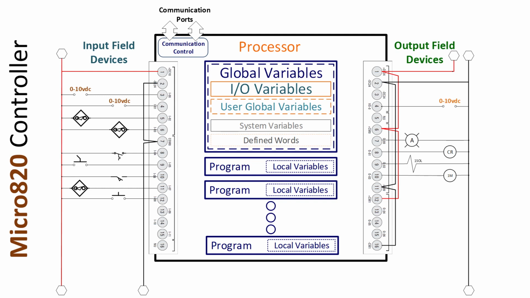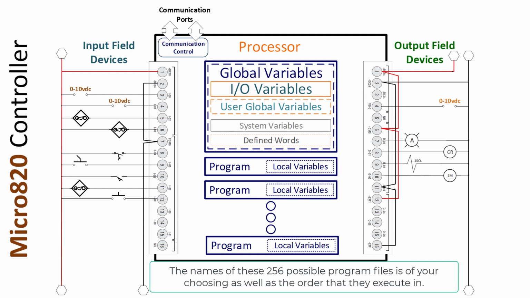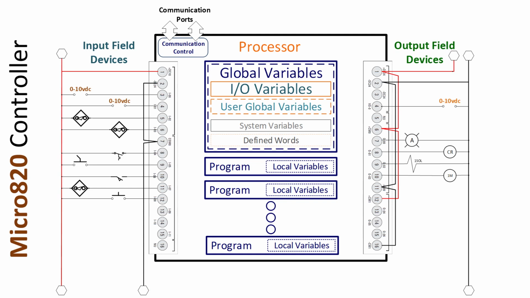Something else to note, you can add up to 256 total program files, each with its own isolated variable data table. So there I show 3 of them and then some little dots in between to indicate that you can add a lot more. In the older platforms, you can divide up your code into multiple programs, and they will execute in the order that you place them in your project view. Each program has its own local variables. So there you see 3 rectangles, each with local variables.